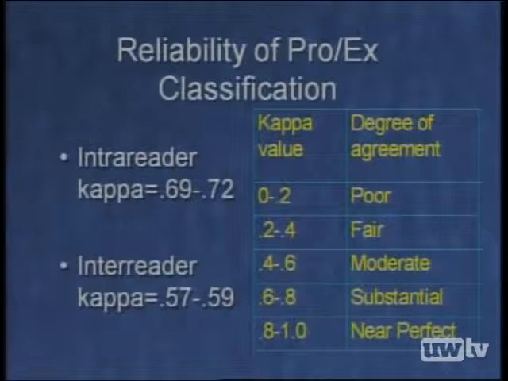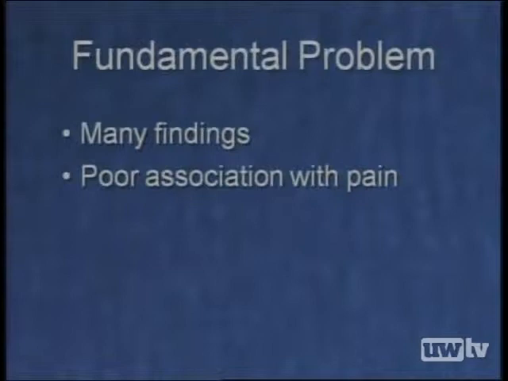A widespread statistic for looking at reliability is the kappa, which takes into account the agreement that one would expect to have by chance. You're generally shooting for kappas around 0.6, and the reliability of this classification is pretty good as classifications go, with intra-reader kappas in the substantial range, and inter-reader reliability, meaning between two different observers, in the high moderate to substantial range. So pretty good reliability.